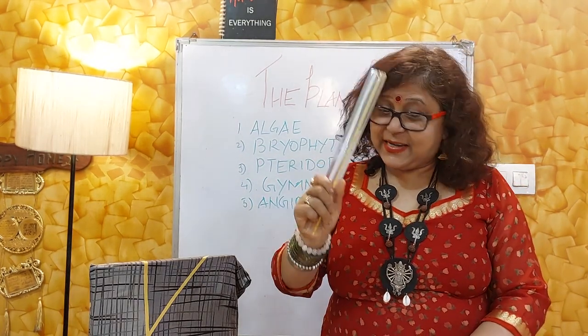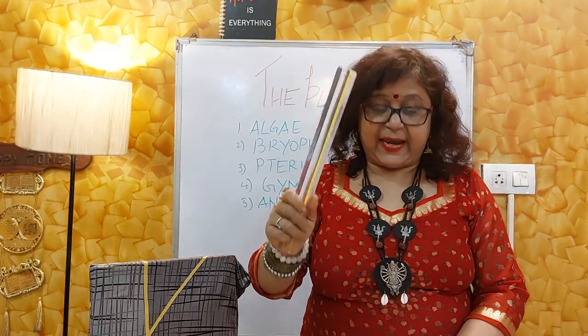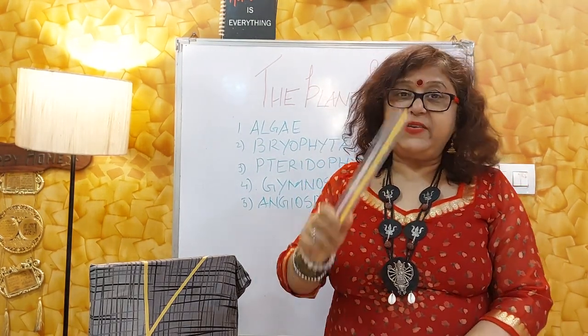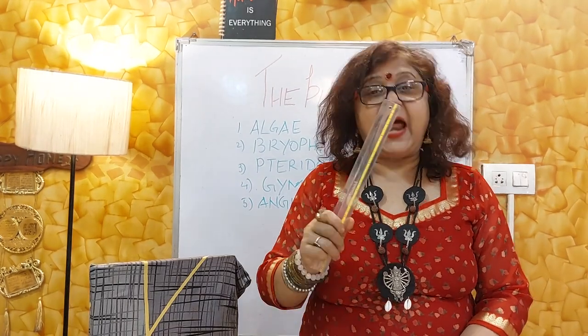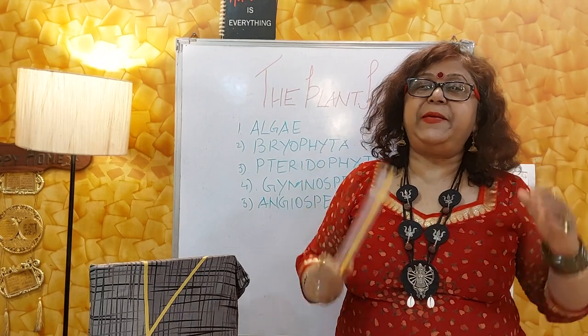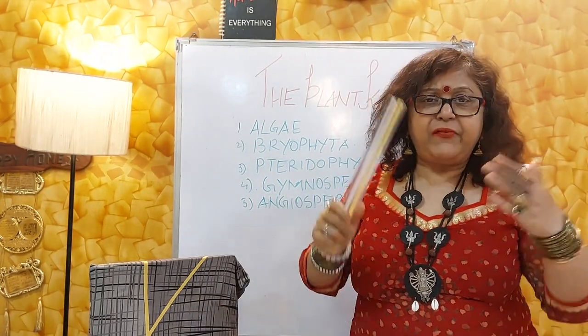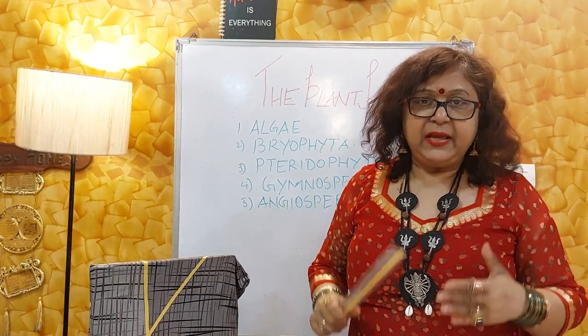Now, what is the disadvantage? There is more emphasis given on natural characters. In this system, several related families are separated and unrelated families are kept together. It has neglected the evolutionary basis of classification. That is the disadvantage. Okay, now we come to the phylogenetic system of classification.